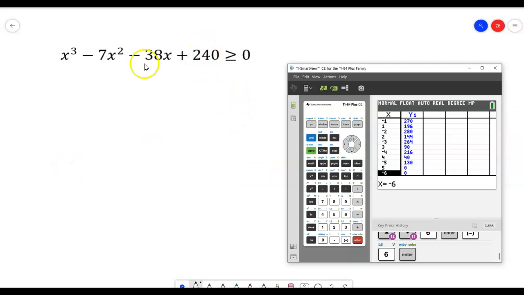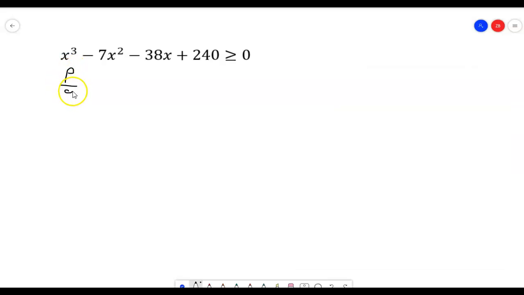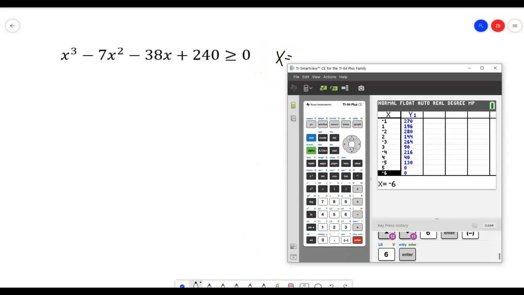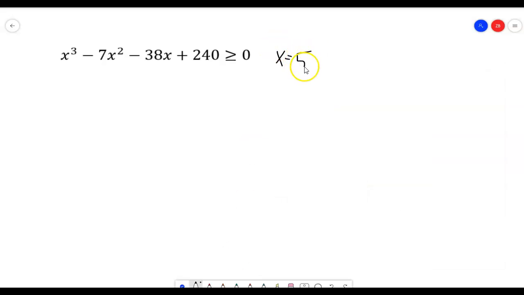I just did this because remember the P over Q, where P is all the factors of 240 and Q is all the factors of 1. There's tons of factors in 240. I could have listed them all out and divided them by all the factors of 1, which is just 1 and negative 1. Like I said, I just wanted to start testing them to see if I could get a few out of the way, which I did. Once again, I know that x is equal to 5 and negative 6. So right away, I got lucky and found a couple of those roots.